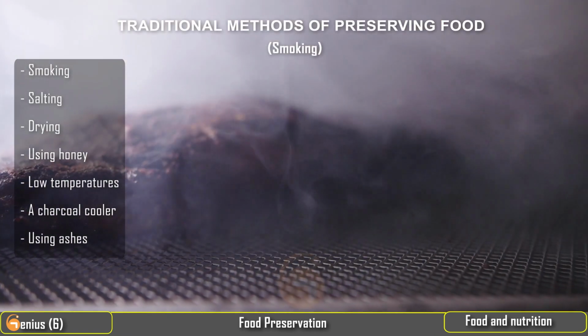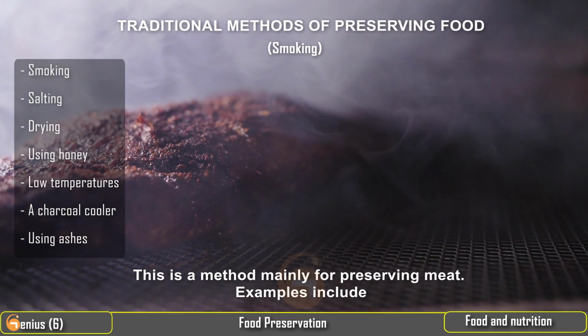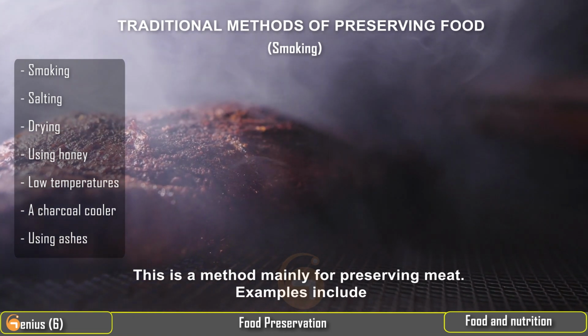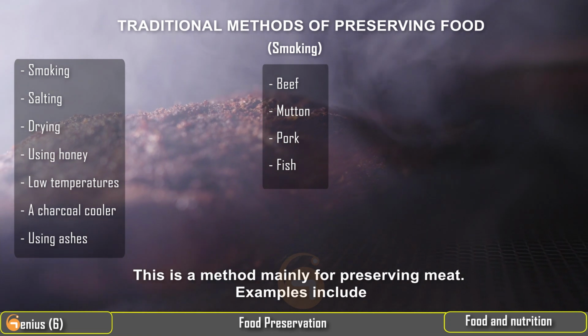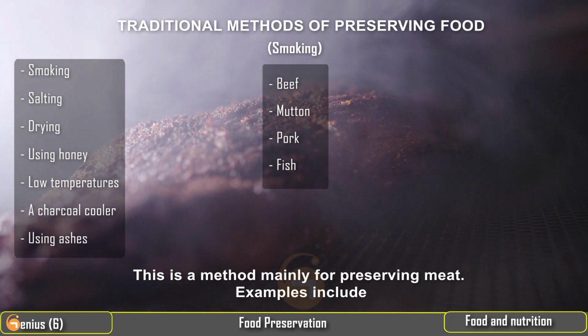Smoking. This is a method mainly for preserving meat. Examples include beef, mutton, pork, fish.